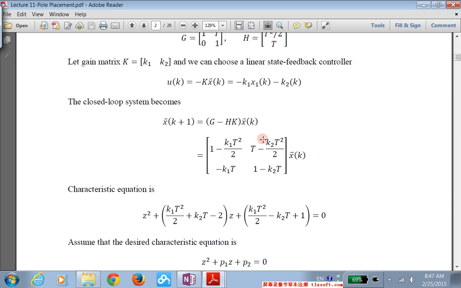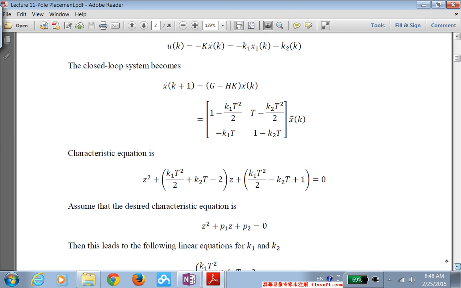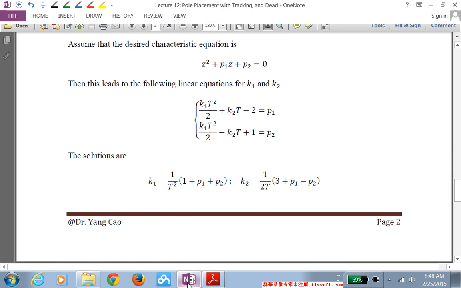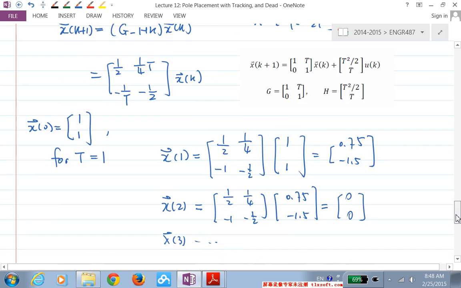We end up with the closed loop system as this. And then the closed loop characteristic equation is this. Pole placement means you want the closed loop characteristic equation to be the same as a desired characteristic equation. In other words, you want this coefficient the same as this, and this coefficient the same as this. So two equations, two unknowns. You can solve for K1 and K2, which is what I listed there. So that basically wraps up this pole placement concept.